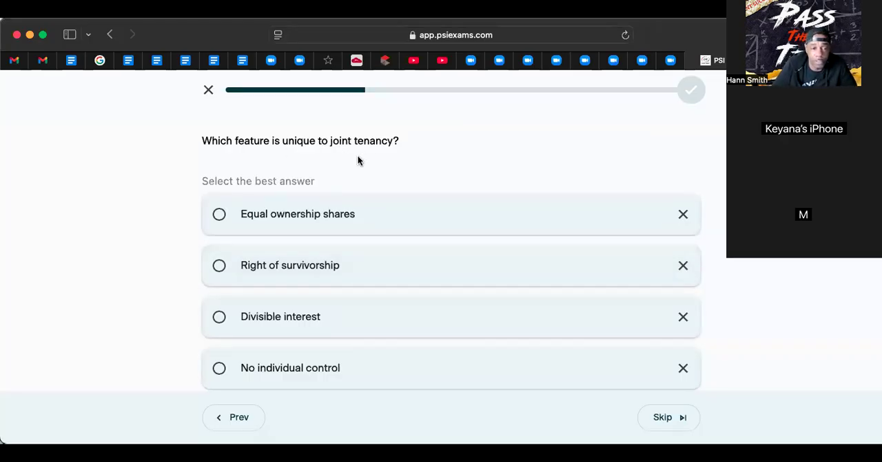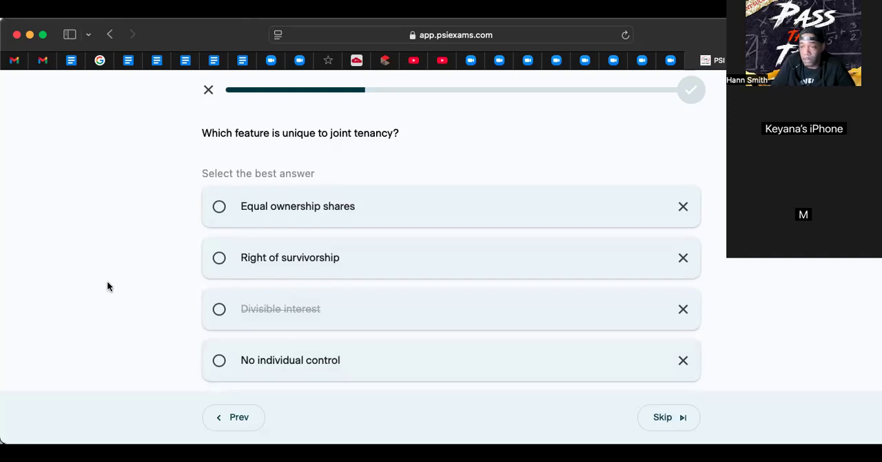All right, which feature is unique to joint tenancy? Equal ownership shares. Now what we've got to ask ourselves is whether that is present in the other forms of ownership. Is equal ownership shares a feature of tenancy in common? Think about it. Right of survivorship. Divisible interest. No individual control. So I'm gonna get rid of one, and y'all get rid of one. No individual control, I agree.